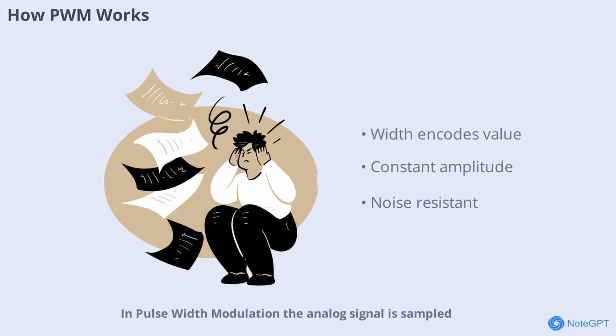Pulse width modulation. The analog signal is sampled, and the duration or width of each pulse is adjusted according to the sampled value. The amplitude and position of the pulses remain constant while only the width changes. This approach makes PWM signals less susceptible to amplitude noise, as information is encoded in the time domain. PWM is especially useful in systems where power efficiency and noise immunity are important.